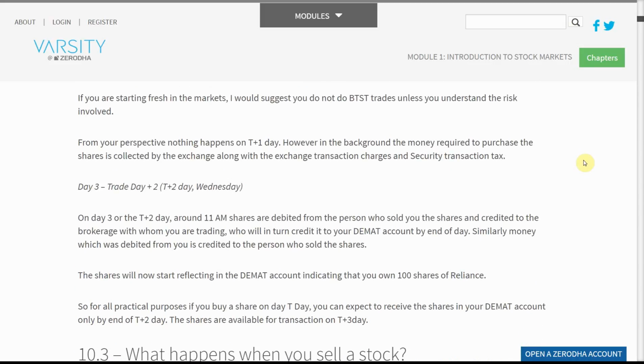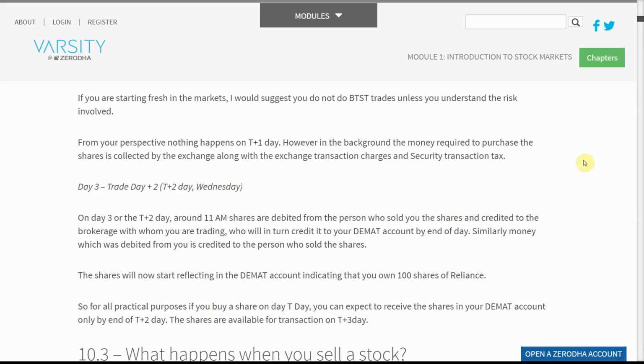From your perspective, nothing happens on T plus 1 day. However, in the background, the money required to purchase the shares is collected by the exchange, along with the exchange transaction charges and security transaction tax.